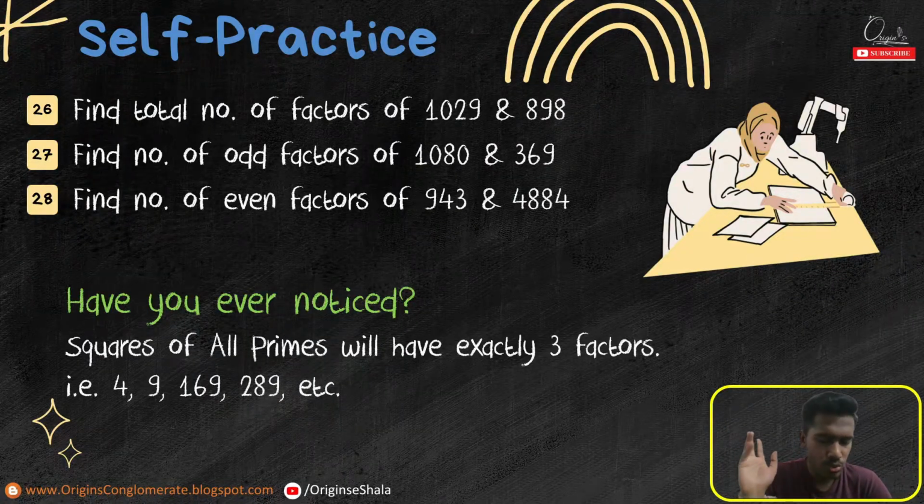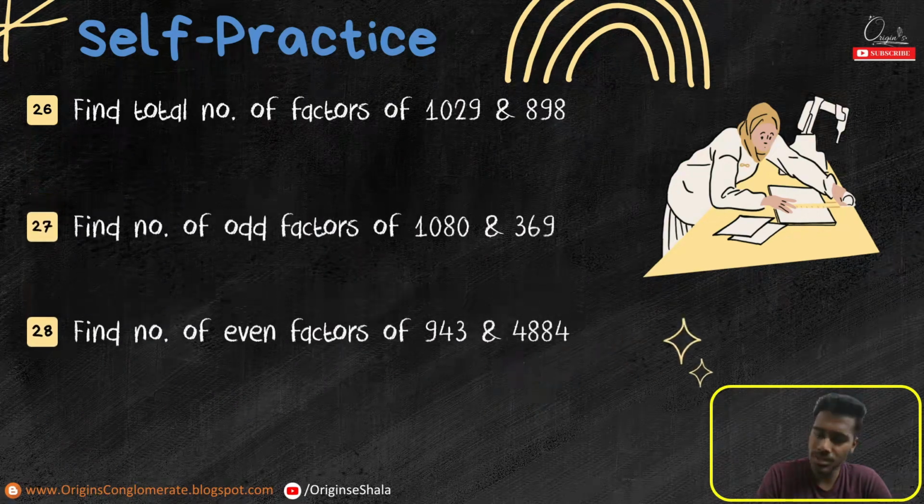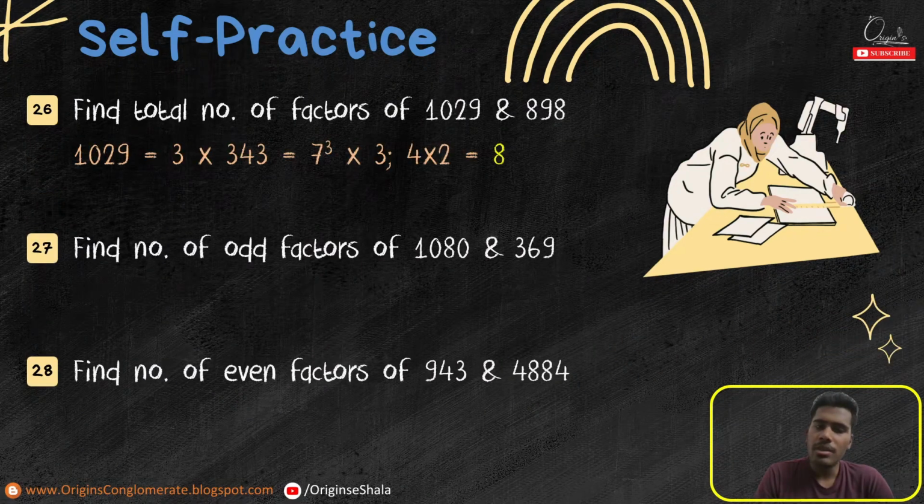That's why again, squares and cubes are important. And I think so far you must have solved them yourself. So let's verify your answers. For 1029, the best way to split would be 3 into 343, because 343 is the cube of 7.